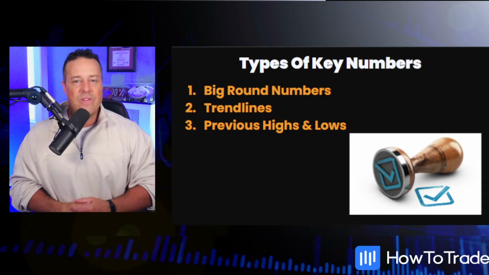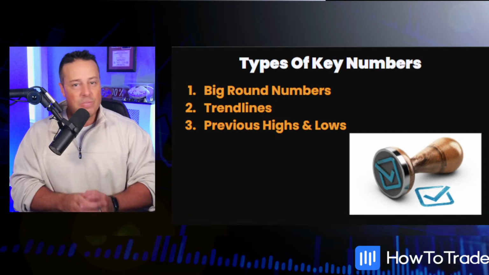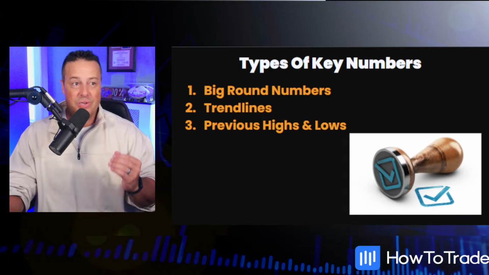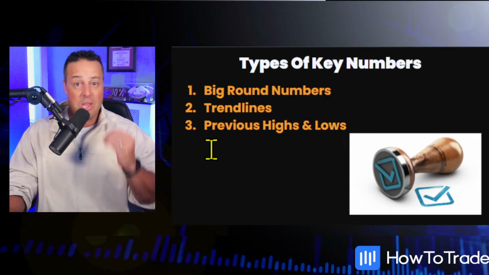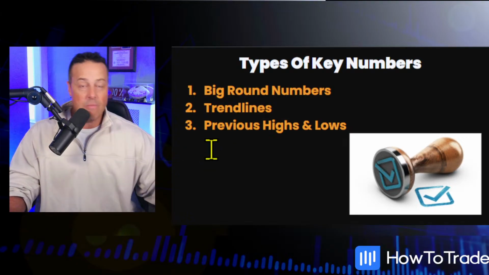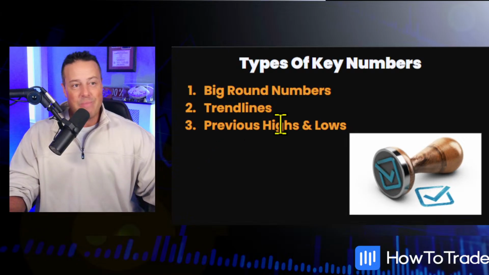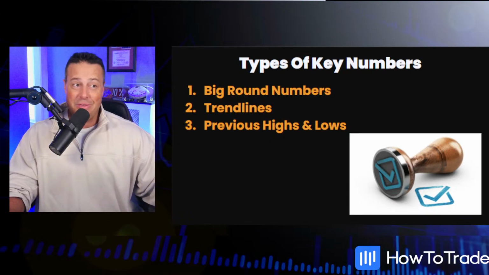And number 3, previous highs and lows. That is huge, especially in the futures market. If you're going to trade futures, you need to know where the previous highs and lows are. And I'm going to show them to you. Some of them are more important than others. And when you get maybe a previous high and a low that corresponds with a trend line or a big round number, then you've really got a huge key level that you need to be aware of.